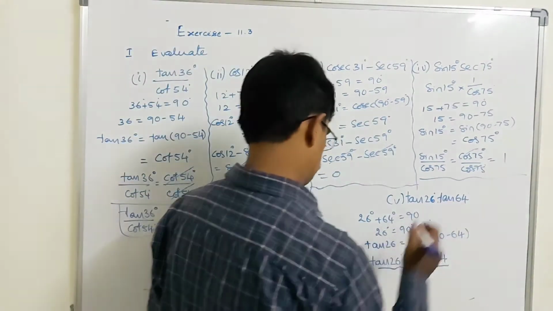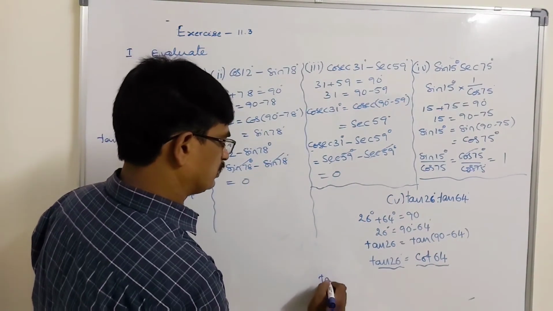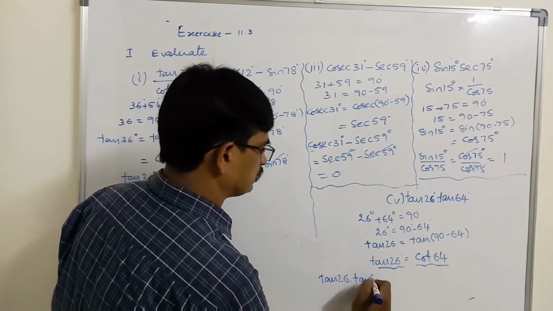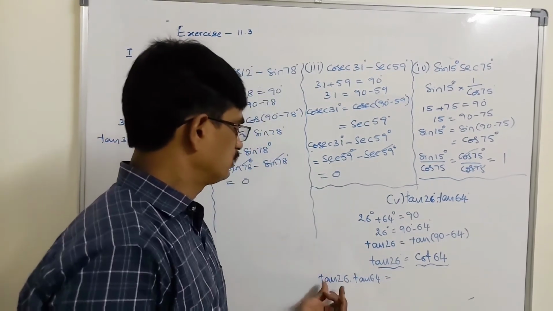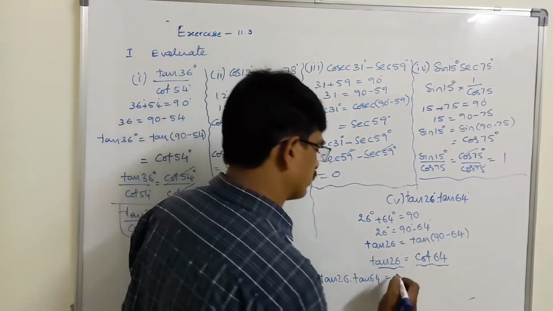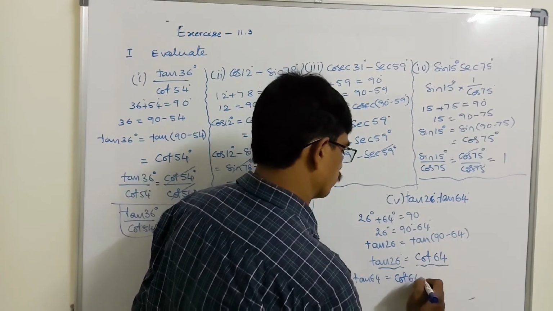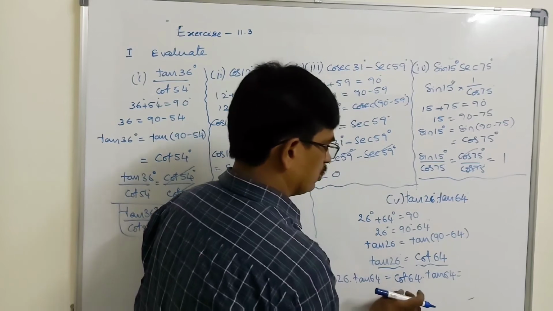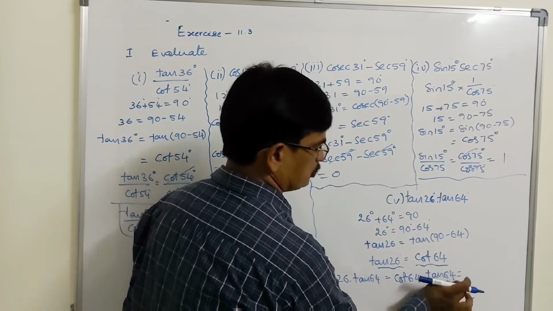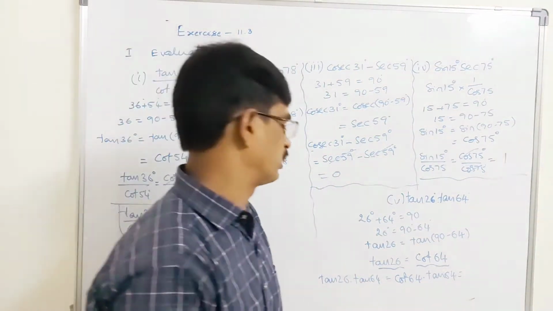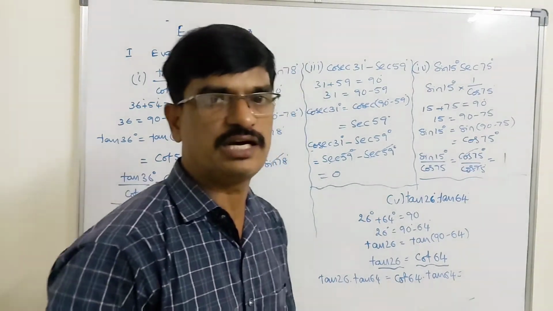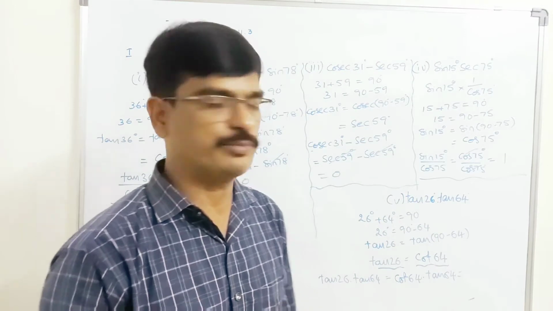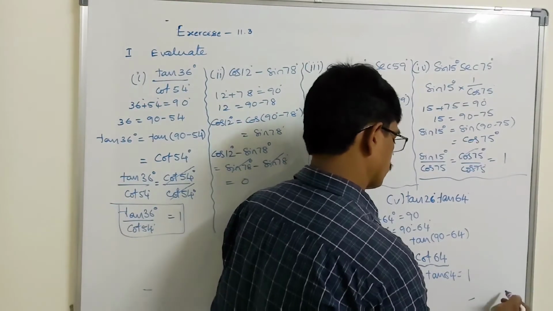Here write the question. Tan 26 into tan 64 is equal to tan 26 is replaced by cot 64 into tan 64. So here 64, here also 64, that is theta is common. Cot theta into tan theta is 1 because cot theta and tan theta are reciprocal to each other.